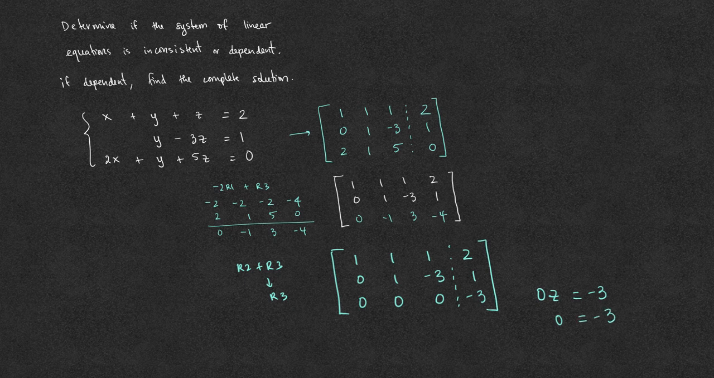Remember that the vertical line is where the equal signs are. 0 can never be negative 3. This is a false statement. What this implies is that the system had no solution. If the system had no solution, it is said to be inconsistent. And we stop right there.